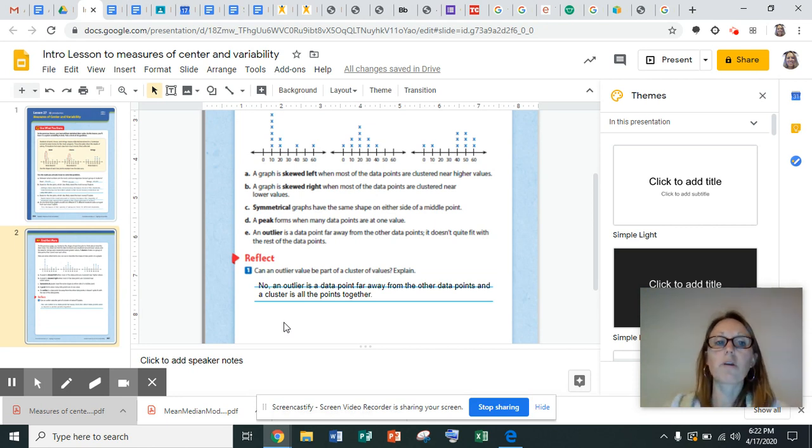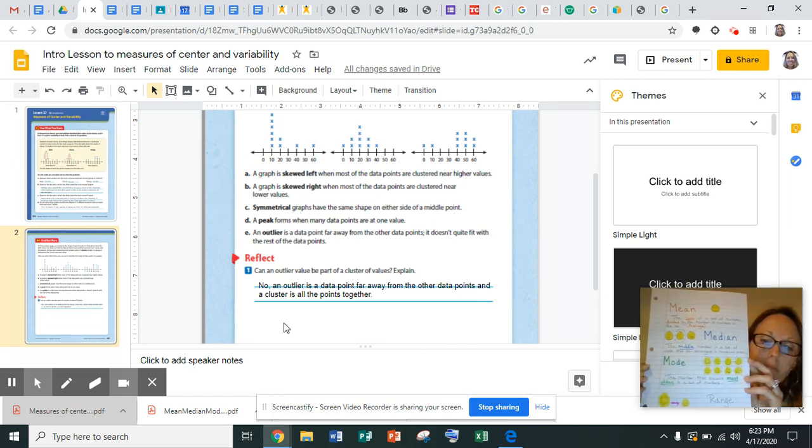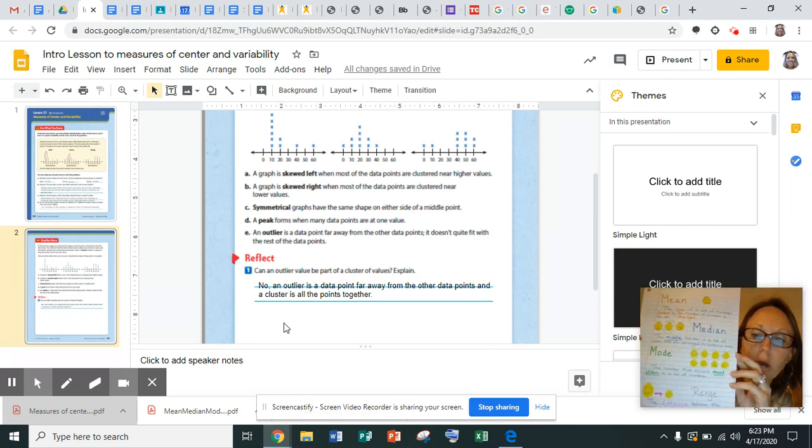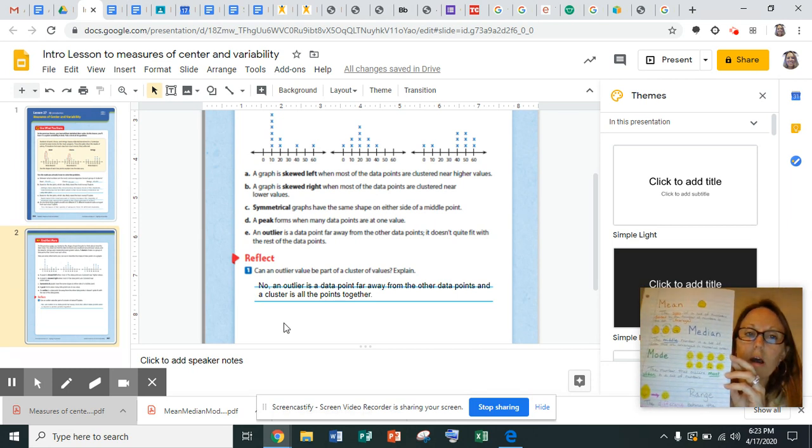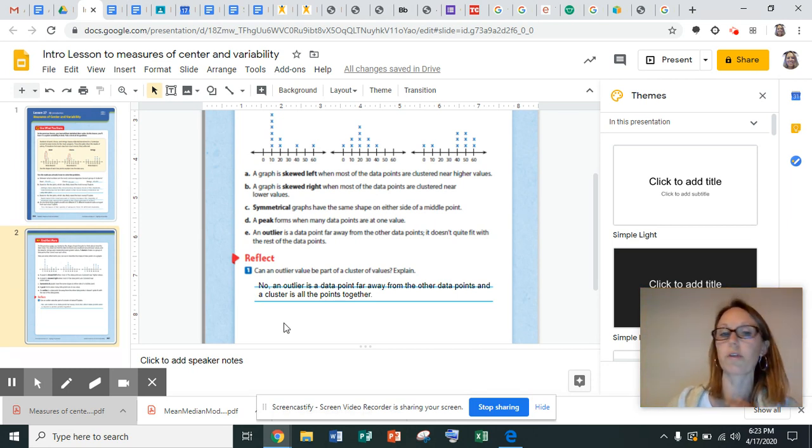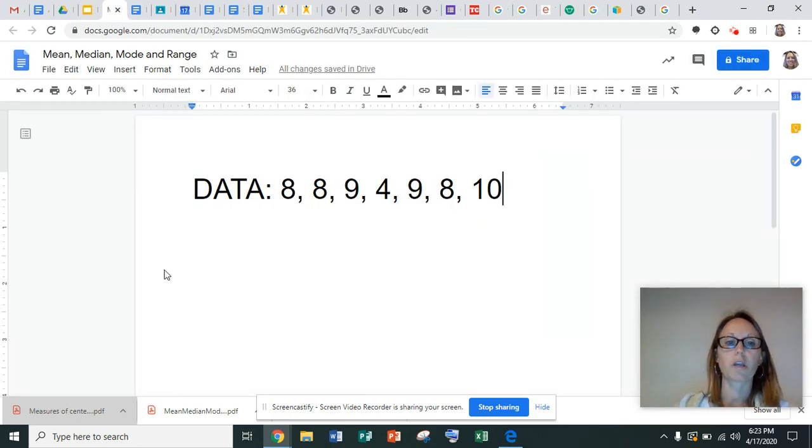Okay, so something else that I want to talk to you guys about. So that is how we look at data and some of the vocabulary that we use to describe the data and to interpret the variety or the variability in data. Something else that you're going to be working on is something that we've also worked on before. I made a little anchor chart on mean, median, mode, and range. And so I have a set of data that I want to go over with you guys. So I'm going to change my screen. And I have my data here as 8, 8, 9, 4, 9, 8, 10.